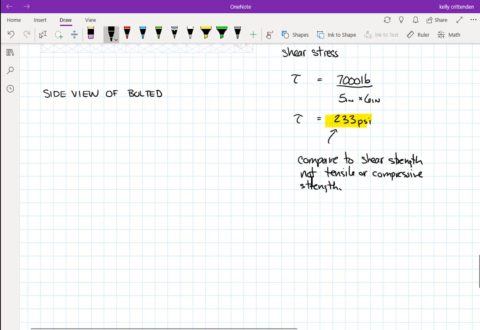And it won't necessarily always be bolted. Sometimes you'll see this called pinned, and that just means that there's some kind of bolt or pin or rivet or dowel rod or something that's holding things down. So pinned is kind of a more generic term.